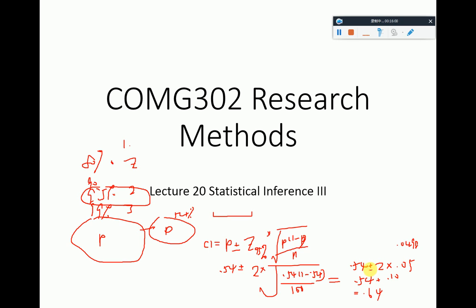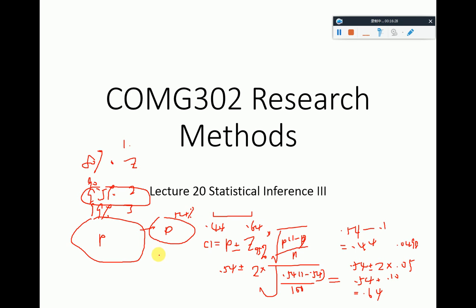But then we also need to use 0.54 minus 2 times 0.05. That will be 0.54 minus 0.1, right? So that will give us 0.44. So there we go. The 95% confidence interval for this point estimation will be 0.44 to 0.64.